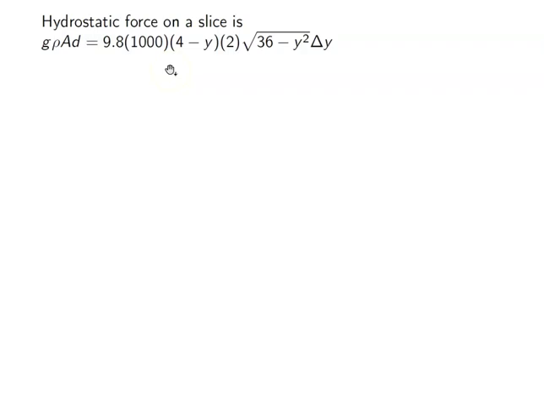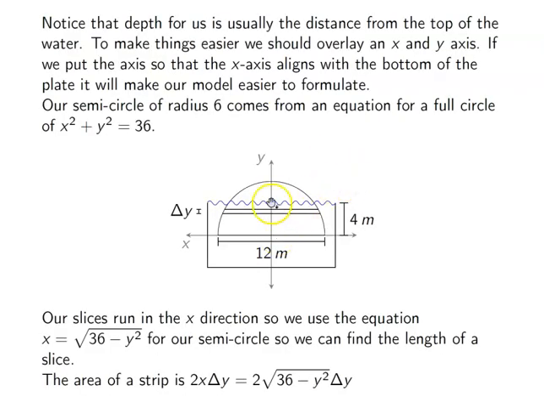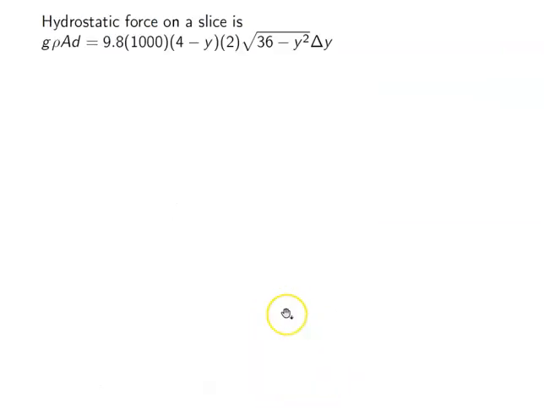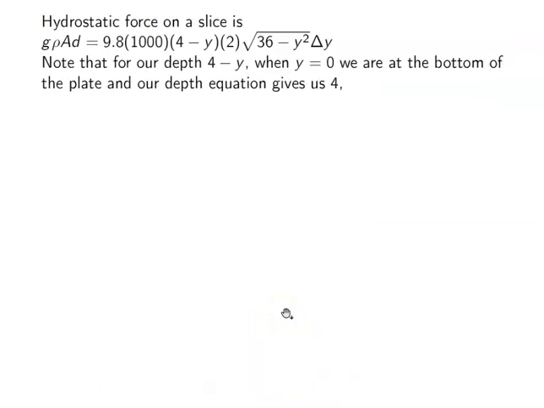4 minus y means that anywhere in between here, I could say it's y, or I can say that it's 4 minus y, 4 minus whatever it is that I'm at. So one will make more sense than the other. The two equations, the equation for depth and the equation for the radius at that depth, both have to make sense. So what I like to do is check the bounds of what I'm integrating over, 0 to 4, and plug in the two endpoints.